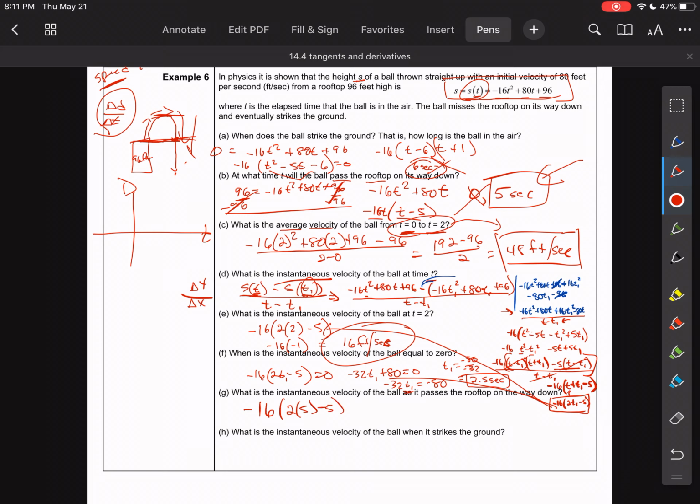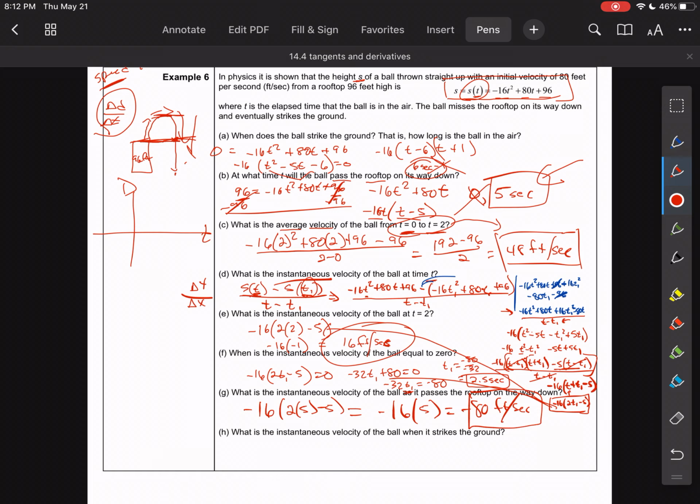So let's figure out what this is here. When I do this, I get 10 minus 5, so this is equal to negative 16 times 5, which is equal to negative 80 feet per second. The negative sign here is just talking about a direction. We are now going down toward the Earth at 80 feet per second. Okay, so there's the instantaneous velocity. And again, negative sign just means change in direction from upwards to downward. So now we're headed toward the Earth.